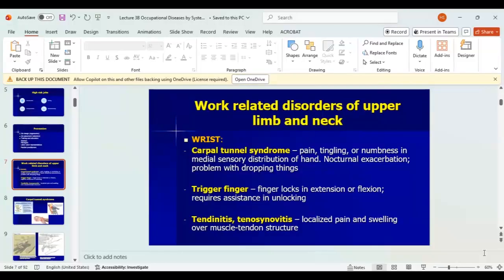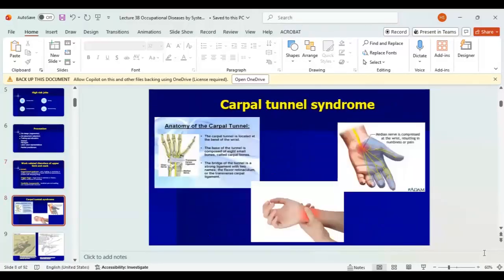All right. There's what we call trigger finger, where the finger locks in either an extension or flexion position, and it requires assistance in unlocking. There is tendinitis, localized pain and swelling over muscle tendon structure.